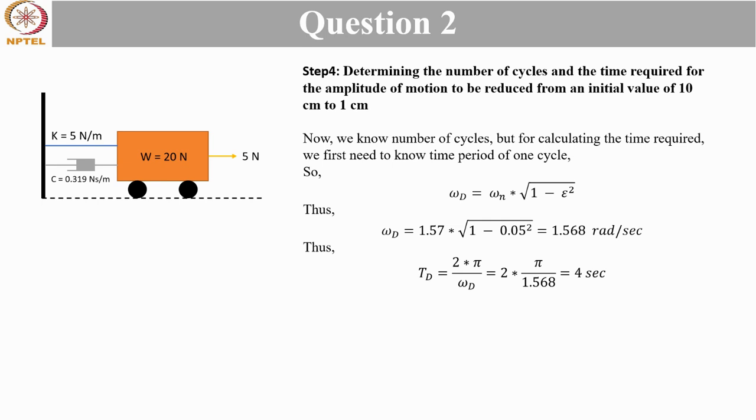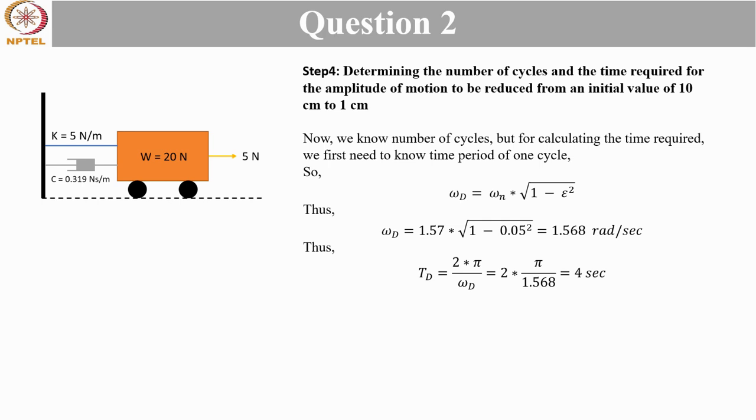And now, since we know the value of omega d, we can calculate the time period of damped vibration, which will be equal to 2 pi upon omega d. On substituting the value, you will get approximately 4 seconds, 2 into pi upon 1.568.